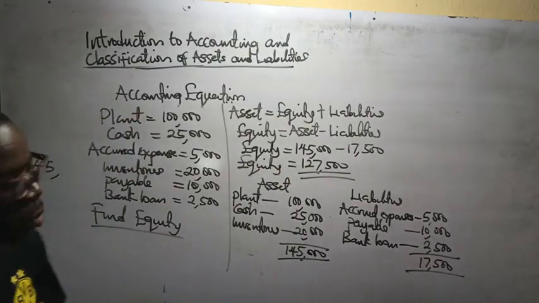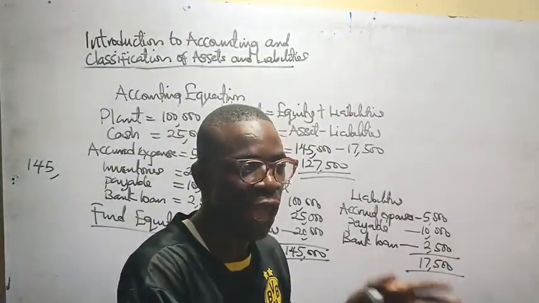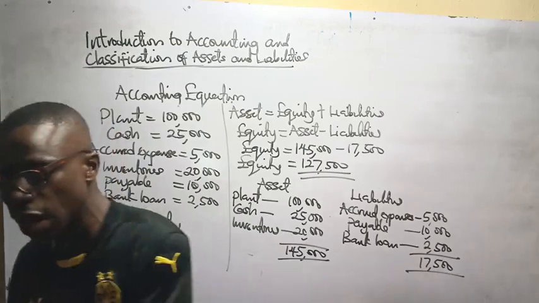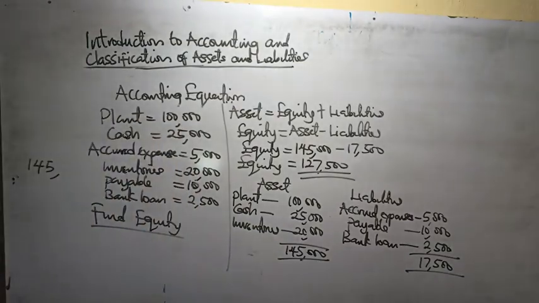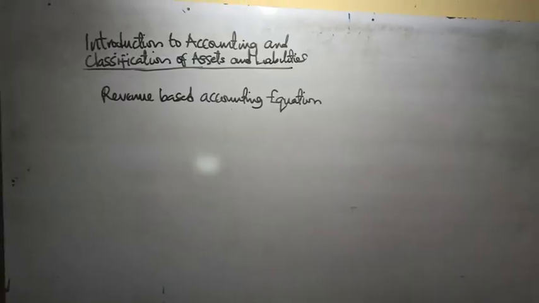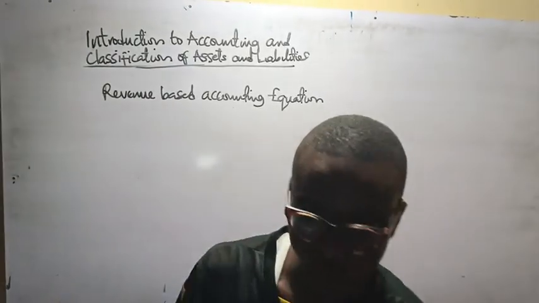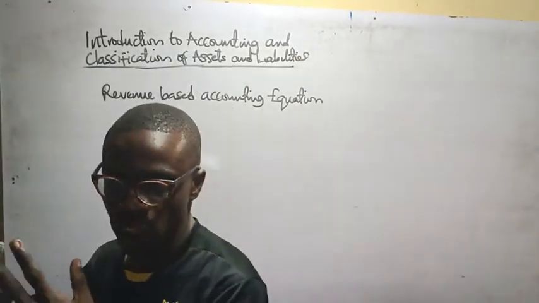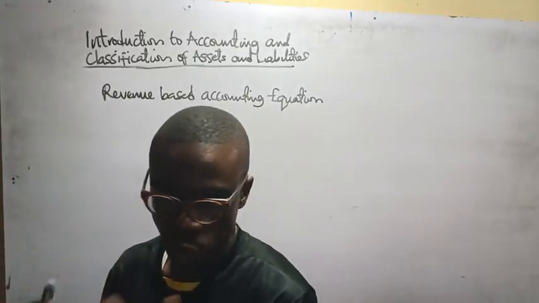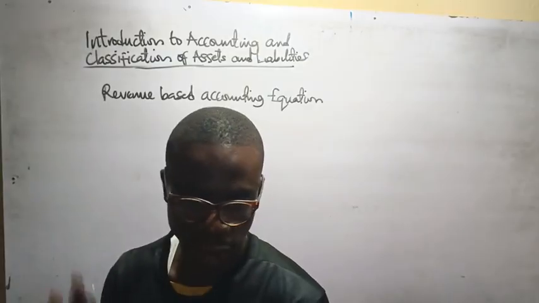Can you see now? You may be given something like this in the exam, where you need to classify which item is under asset and which one is under liability. So I'm going to give you an assignment actually. When we explain the accounting equation, it is mainly to explain the statement of financial position, to explain equity, liability, and asset, and how they relate.